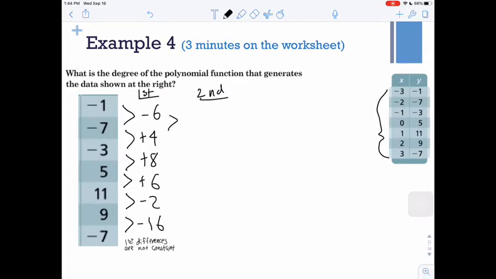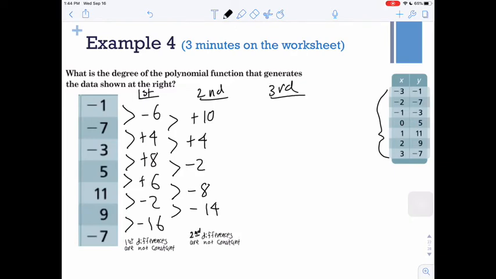So now I want to know how to get from -6 to 4. For that, we add 10. From 4 to 8, we add 4. From 8 to 6, we subtract 2. From 6 to -2, we subtract 8. And from -12 to -16, we subtract 14. Again, these do not all match, so the second differences are not constant either.